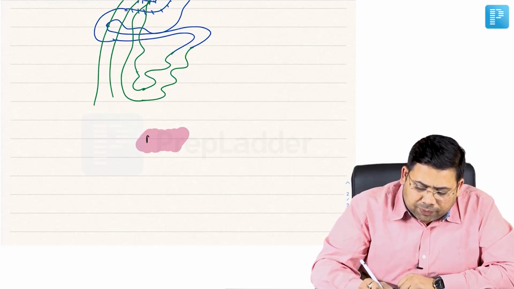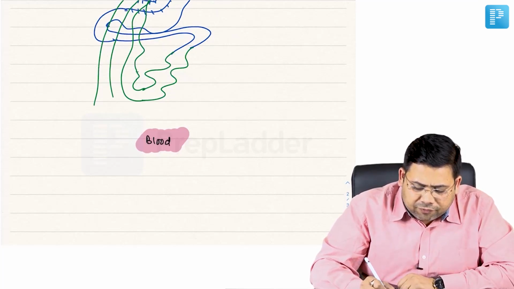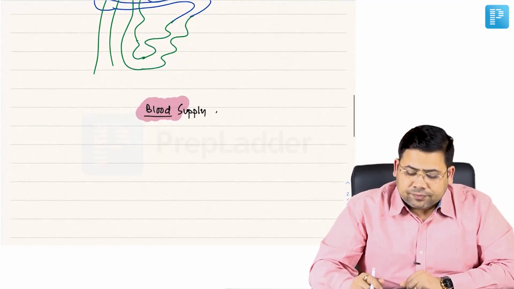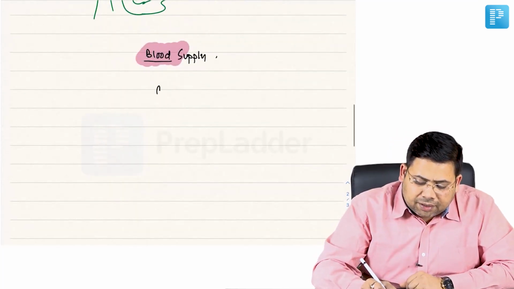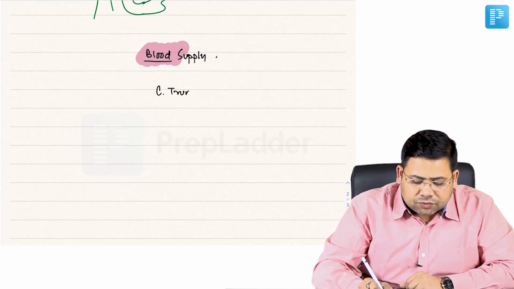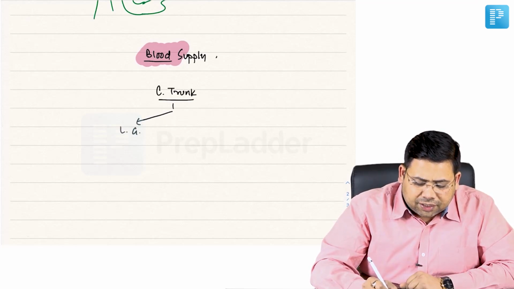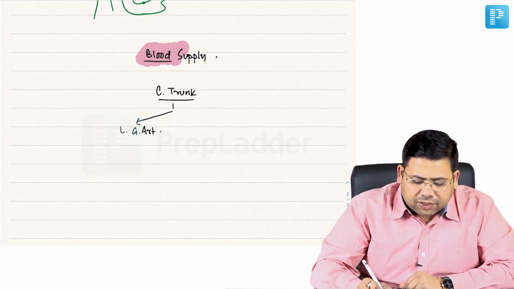When we talk about the blood supply, it is very simple. But yes, the network is dense. The main supply comes from the celiac trunk, and the celiac trunk gives the left gastric artery.